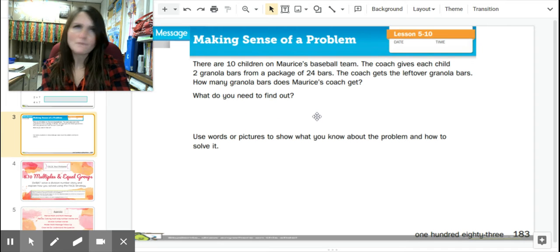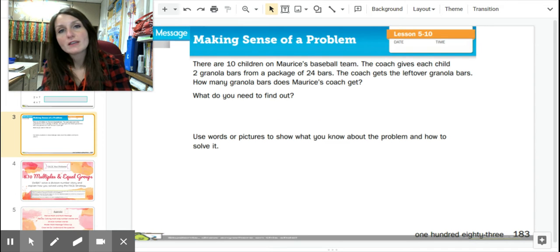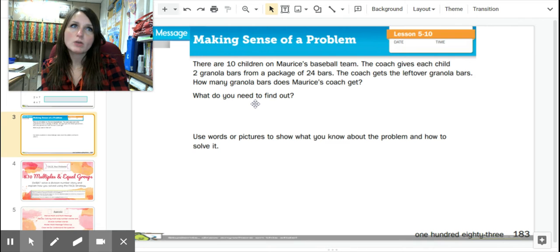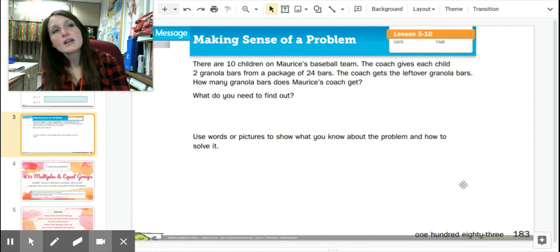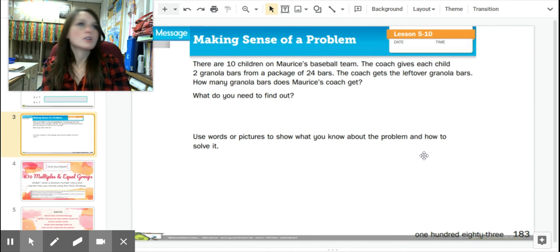What do you need to find out? So this is just like what we did with our work yesterday, where you had to figure out, what do you notice? That's right here. What do you need to find out? So what do you notice here? Okay, then it wants you to solve it here in words and in pictures. Okay, or pictures. So show how you would solve it.